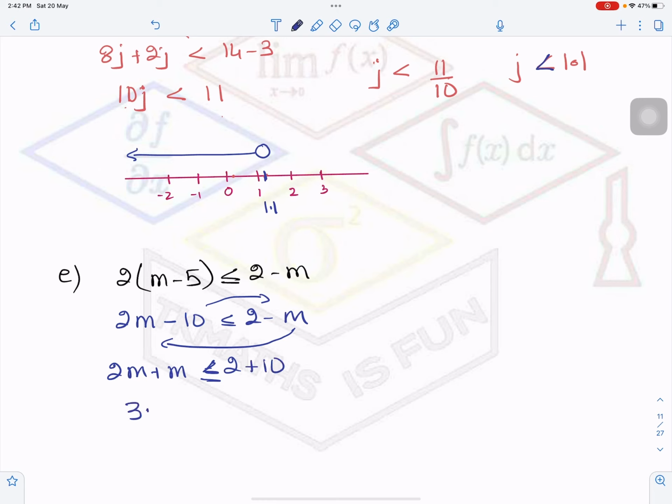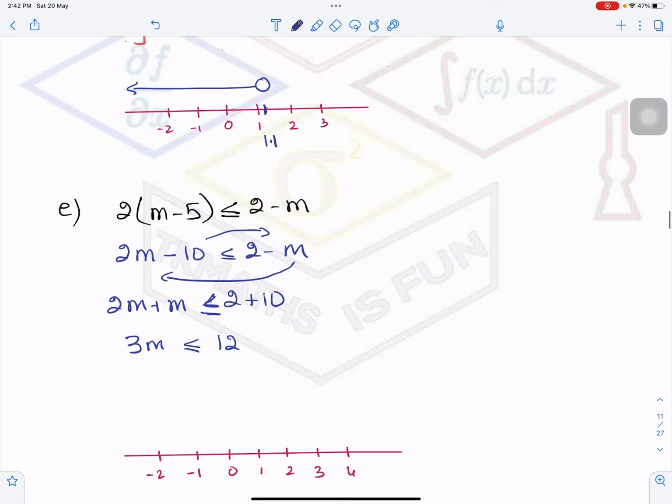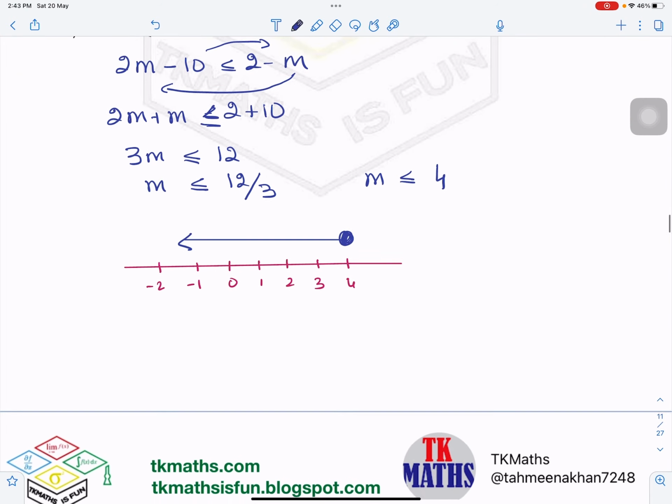So it is 3m. I believe you know this thing. Simple calculation. M will go to the other side. 12 minus 3. So it is m is less than or equal to 4. Right? This is how you will solve it, and then draw a circle, color it, and there is no restriction on the length of this line. It could be short or could be a little longer.